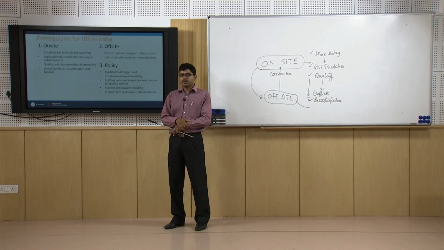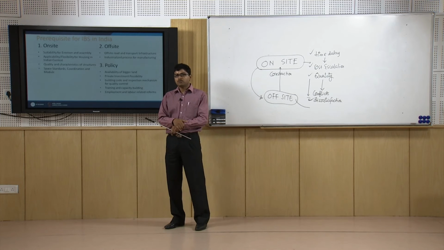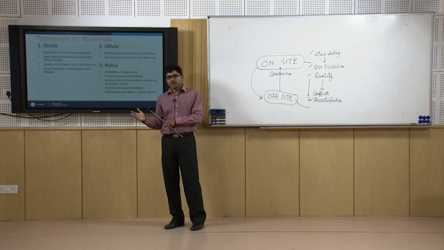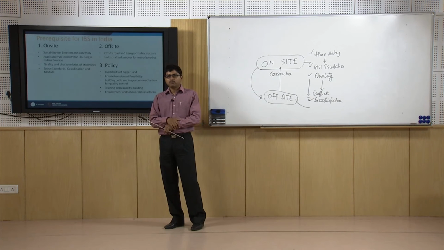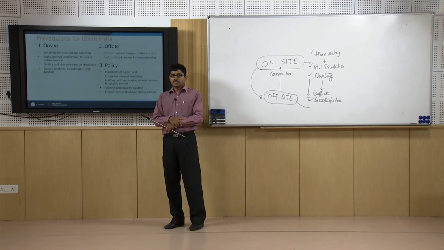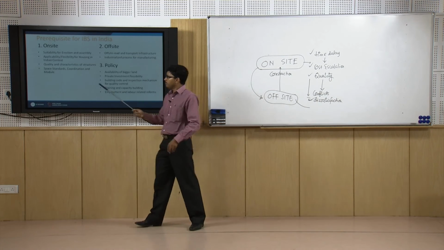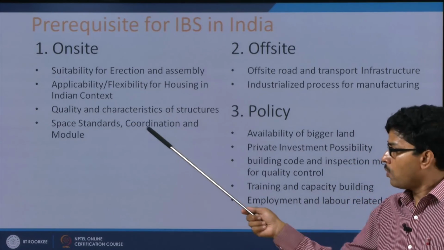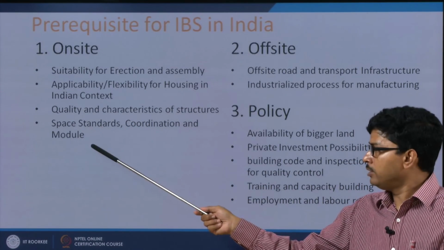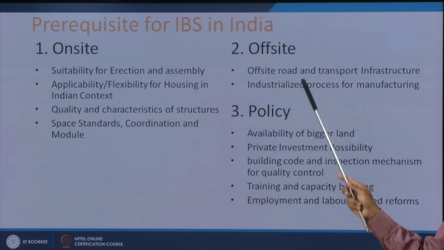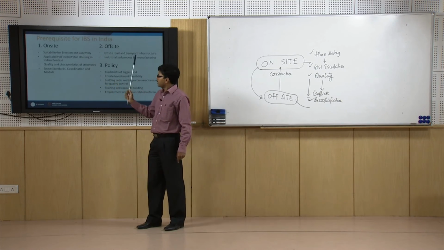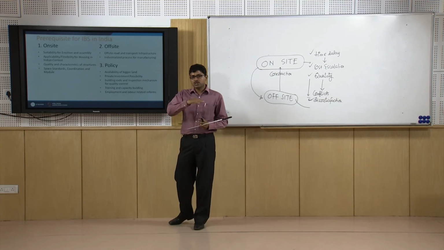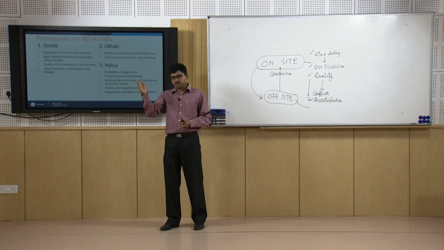The dimension of a house in a tribal land may not be equal to the dimension of a house which is done at the city core area. So, depending on the context, depending on the target group, depending on the geographical location, we may have to vary the space standards, the coordination between these space standards and its module. So, in short, the on site, off site and policy parameters are very much required to change over the technology from one system to another system.